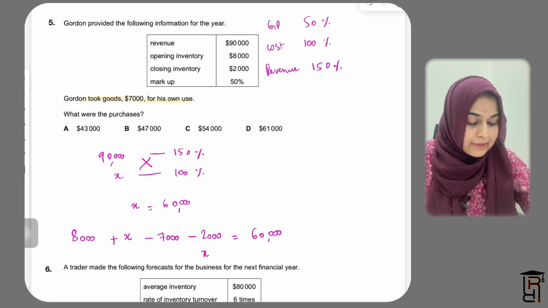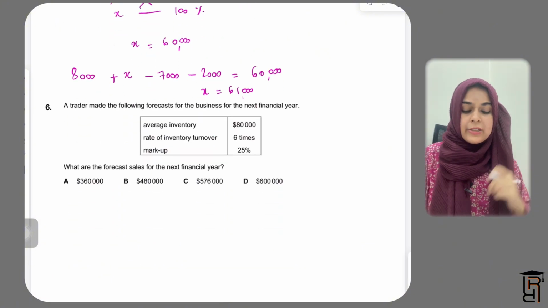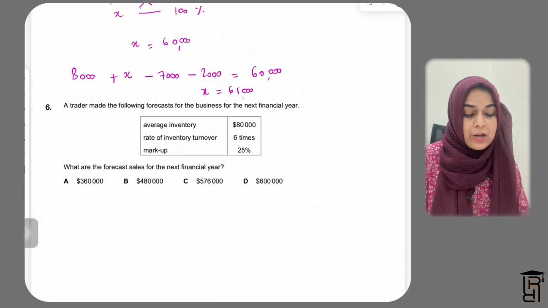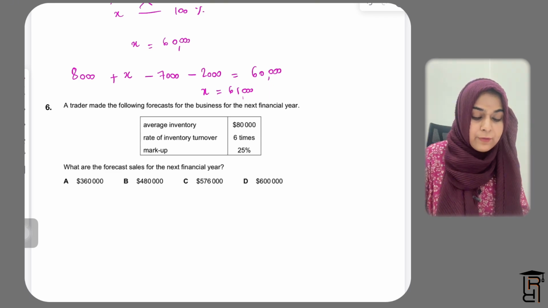So I'll get X is equal to 61,000, which is my purchases in this case. The answer will be D. The next question says a trader made the following forecasts for the business for the next financial year. What are the forecast sales for the next financial year?